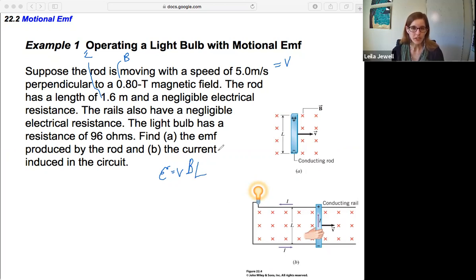What about if we want to find the current induced in the circuit, how much current is passing through? That's where we're going to need to pull in an idea from back in chapter 20, of how current is related to our EMF. You can think of it as V equals IR, or EMF is equal to I times R. So the current will just be the EMF divided by the resistance, and it tells us that the rod and the rails both have negligible electrical resistance, so our only resistance is this 96 ohms. So with that, we're in pretty good shape to solve. Let's take a look at the math.